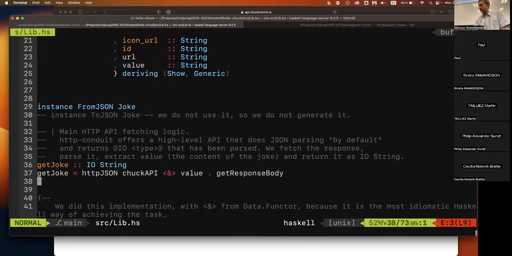Okay, and then how are we getting the joke? Well, in Rust, it was three lines of code. Here it is just a one-liner. We're basically creating a request to the URL, and then we're getting the response body. We're parsing it from JSON to the structure, and we're getting the value out of it, right? So in that single line of code, there is a lot of magic happening. There is a lot of built-in functionality which Haskell is doing for us, right?